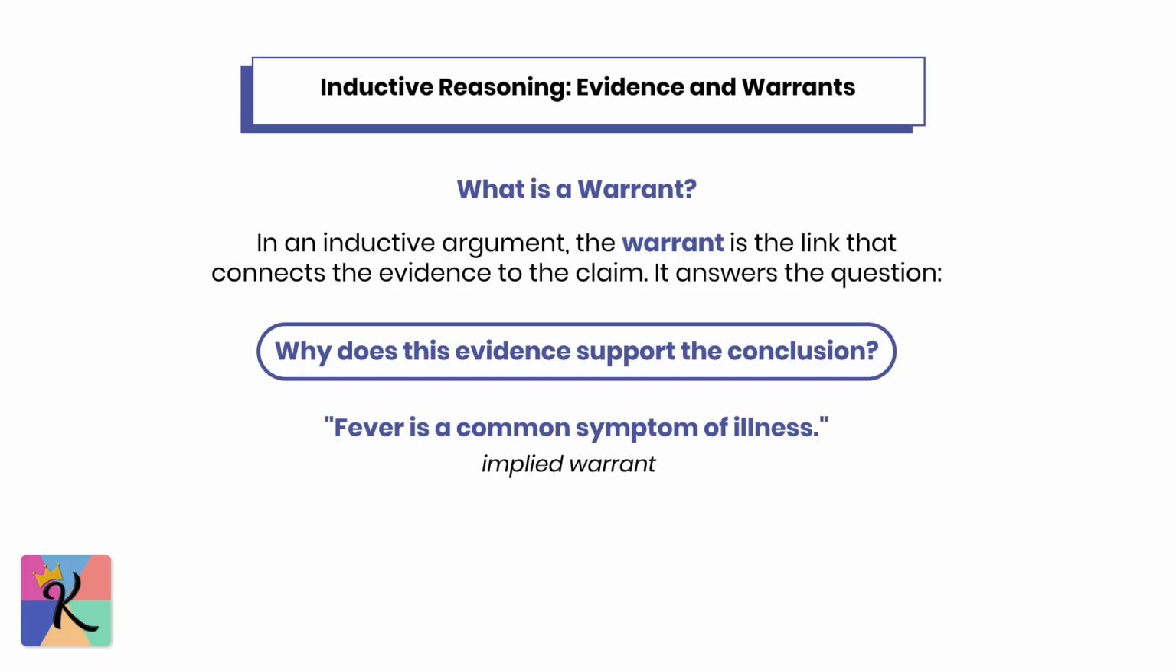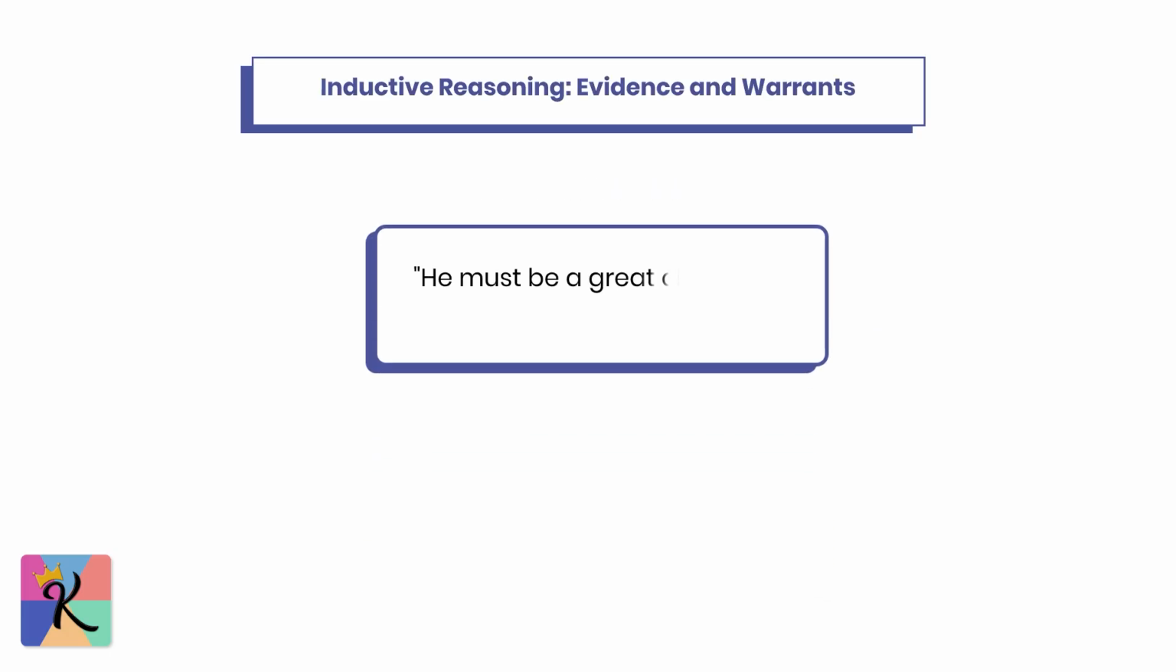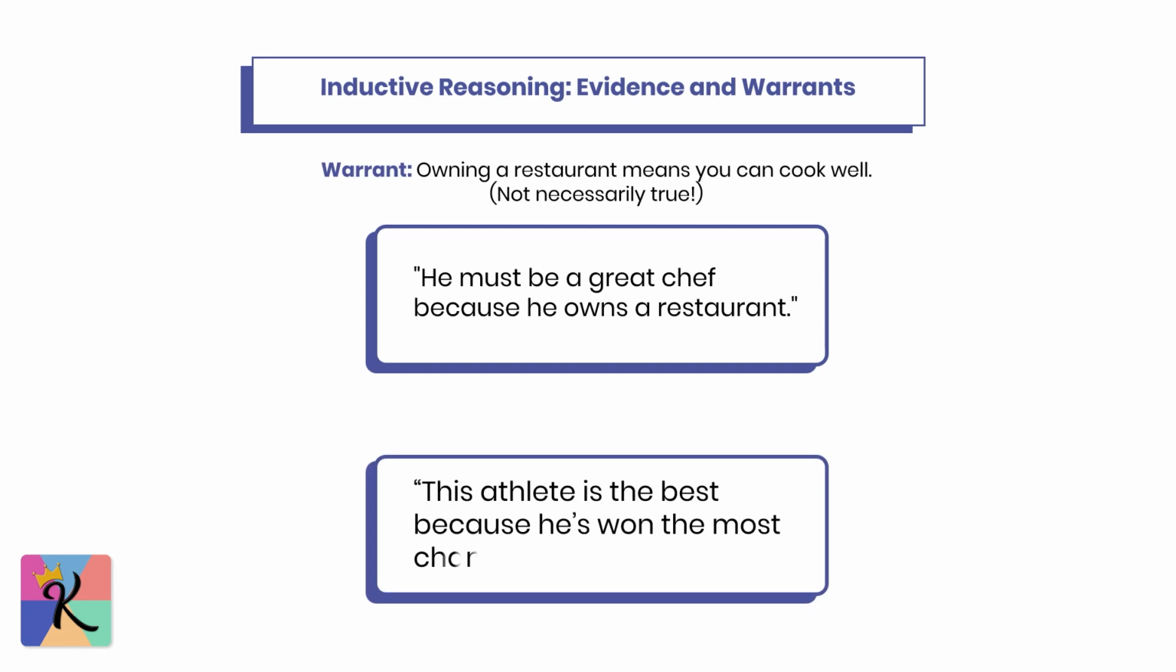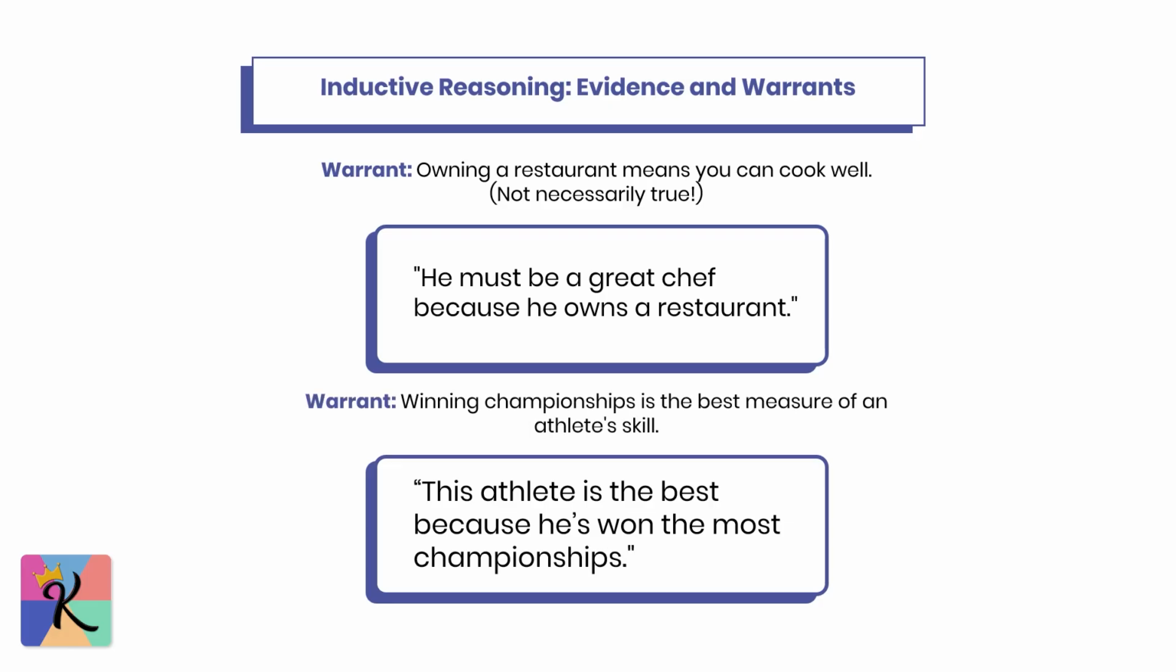Examples of implied warrants in everyday situations. He must be a great chef because he owns a restaurant. Warrant: owning a restaurant means you can cook well. Not necessarily true. This athlete is the best because he's won the most championships. Warrant: winning championships is the best measure of an athlete's skill.